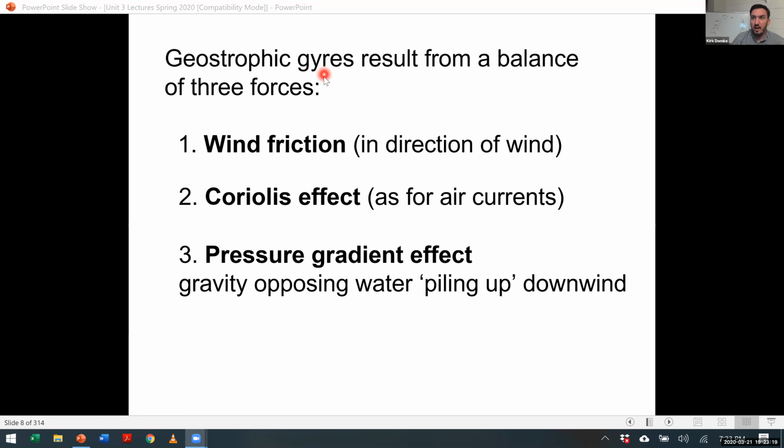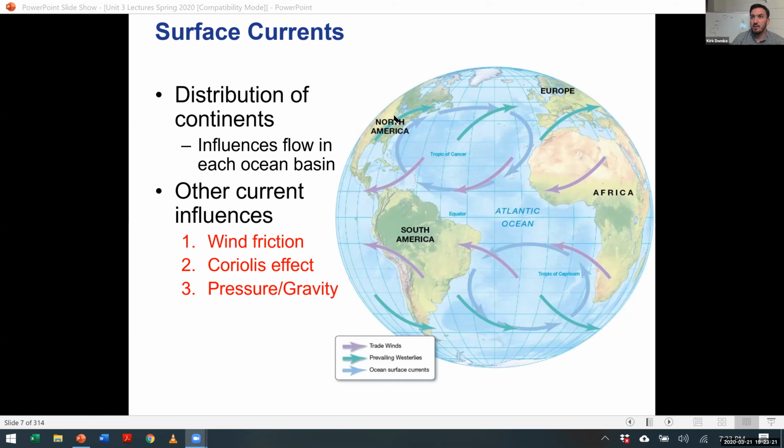I'll go back one slide. You can follow along here. On the previous slide, underneath the purple arrows and the green arrows, we see this blue loop with these 4 arrows all looping around together. And there's another loop down here in the southern hemisphere. That is the geostrophic gyre.